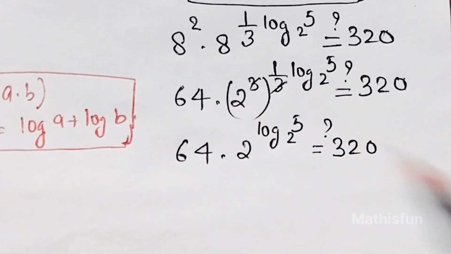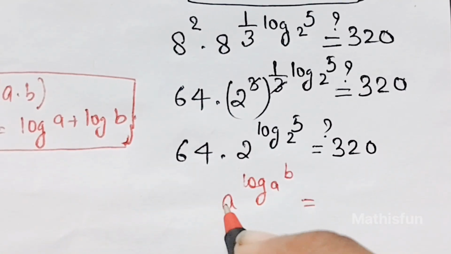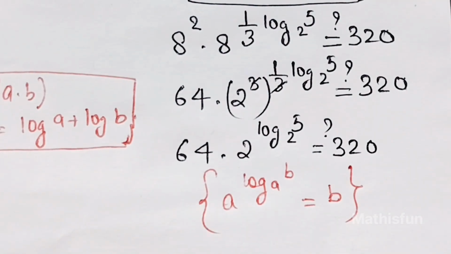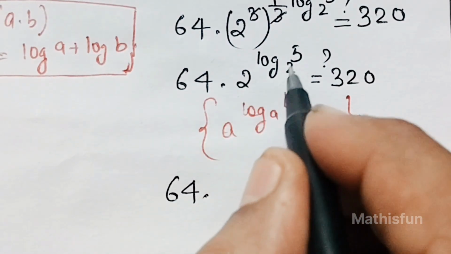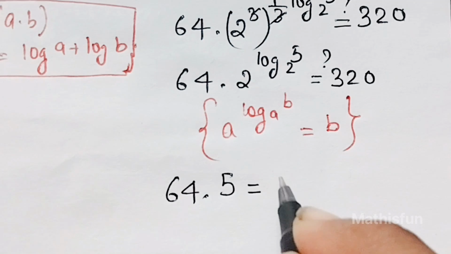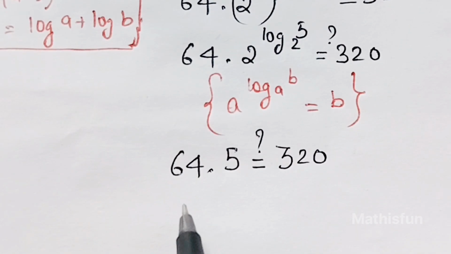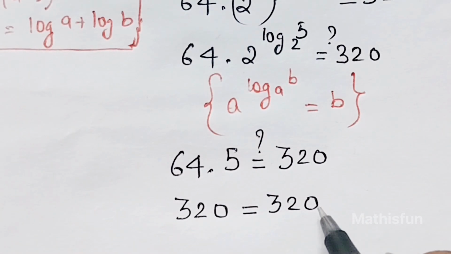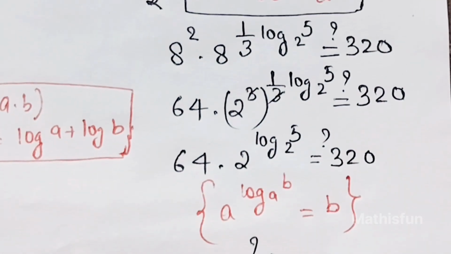Now this is in the form of a to the power log b base a, which is equal to b. So in this case it becomes 64 into 5. 64 into 5 will give 320, which is equal. This means left hand side and the right hand side are equal. That means the answer we got is correct.